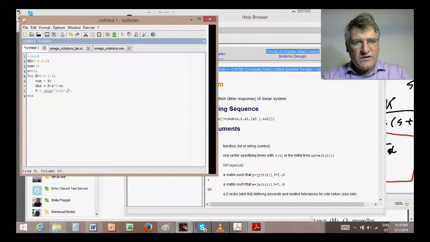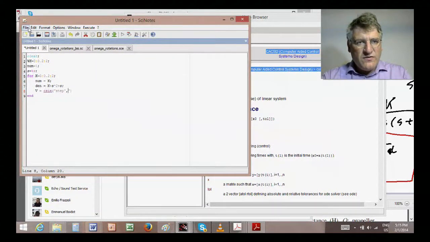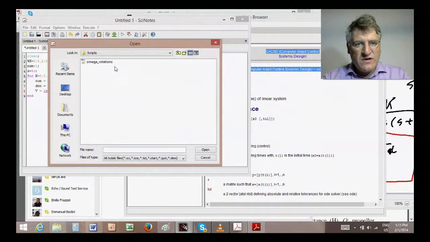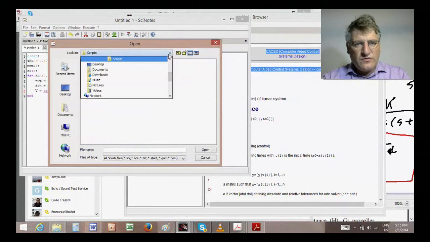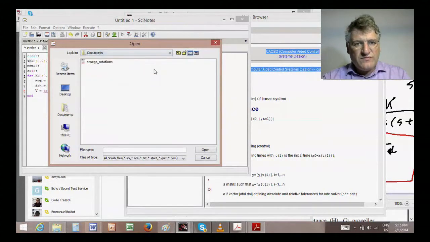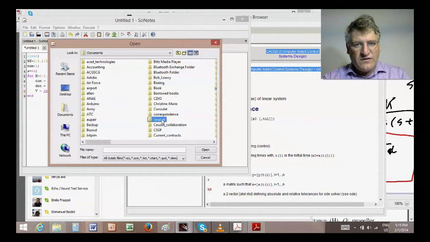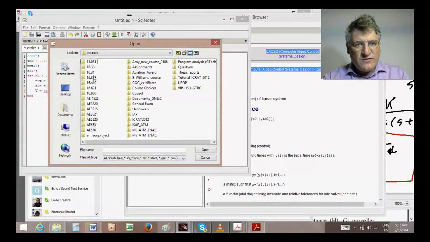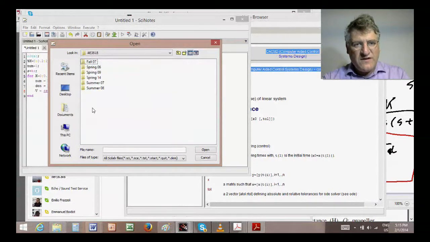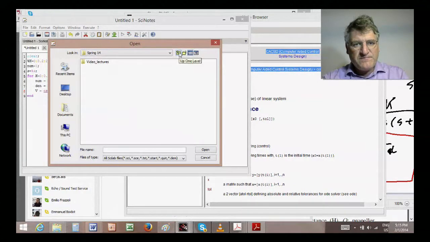How does it work? So let's go back to this thing, and we're going to go to my course file. We're going to go to AE3515, spring 2014, and nothing. This is very frustrating.